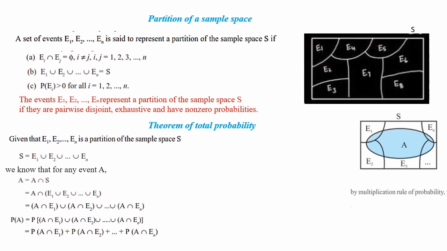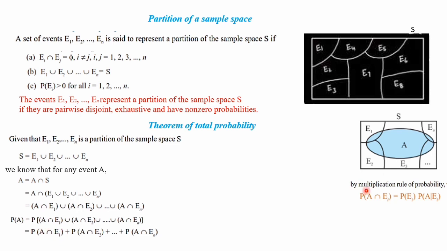So this one we have already learned, that is the multiplication rule of probability. P of A intersection E1 is equal to P of E1 into P of A given E1, or if you generalize, P of A intersection Ei is equal to P of Ei into P of A given Ei.